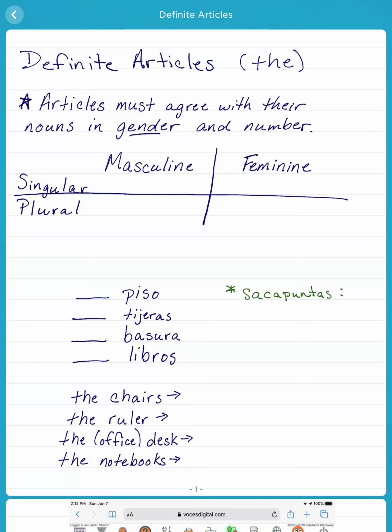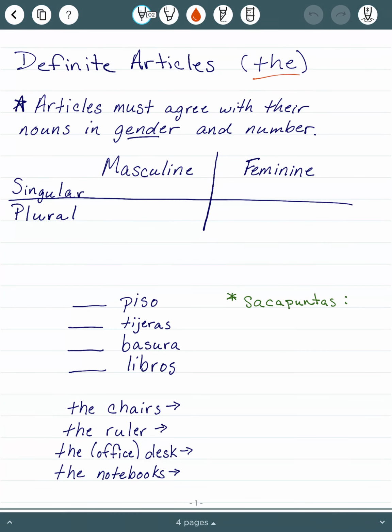We're talking about definite articles. So that's just a grammar term that means the. So in English, we just have one definite article. It's the word the. In Spanish, it's a little bit more complicated. There are actually 4 definite articles, and they have to agree with the noun in gender and number.